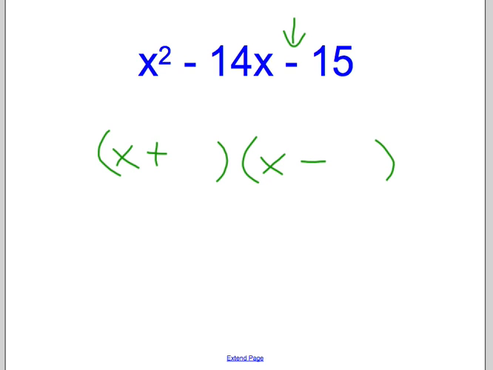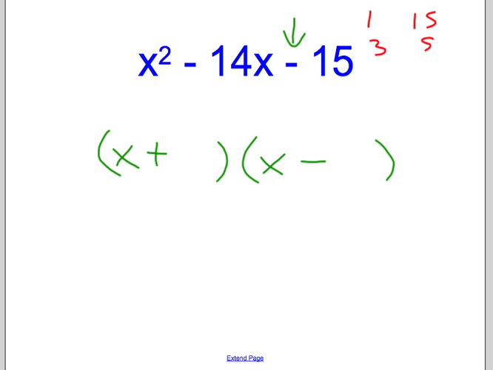So there's the easy part. Here's the hard part. And it's not super hard, it's just getting used to doing it. When you have a negative, the signs are different. So we want to find the factors of 15. The factors of 15 are 1 and 15, 3 and 5, 5 and 3, which is 3 and 5. That's it, isn't it?